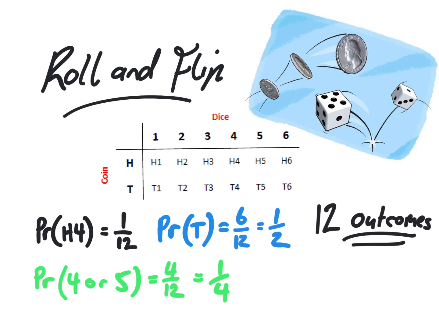So the probability of landing on a head and a 4 is 1 out of 12. The probability of landing on a tail is 6 out of 12, or a half. The probability of landing on a 4 or a 5 is 4 out of 12, or 1/3. Because we know that we could either have a head and a 4, a tail and a 4, a head and a 5, or a tail and a 5.